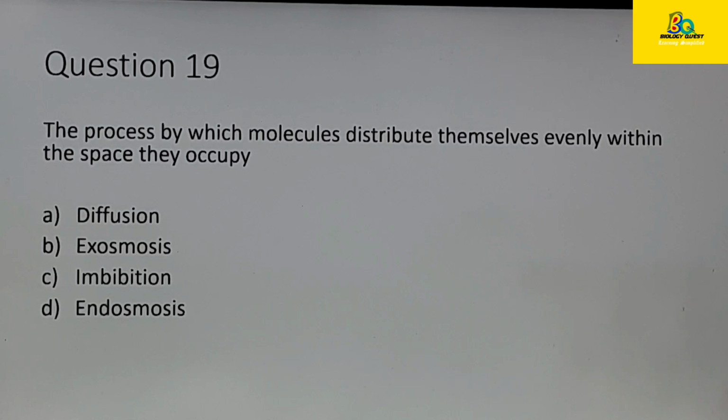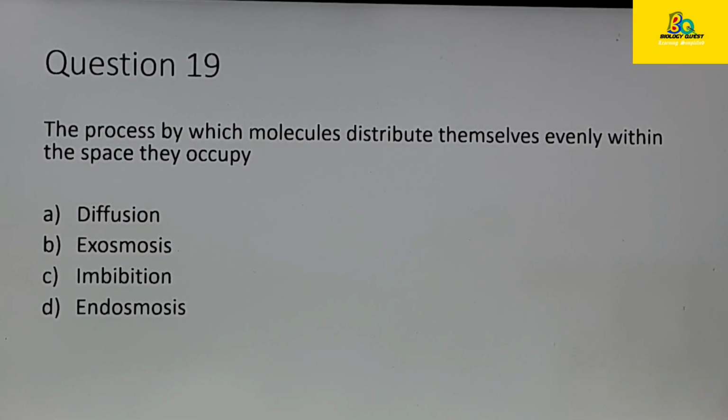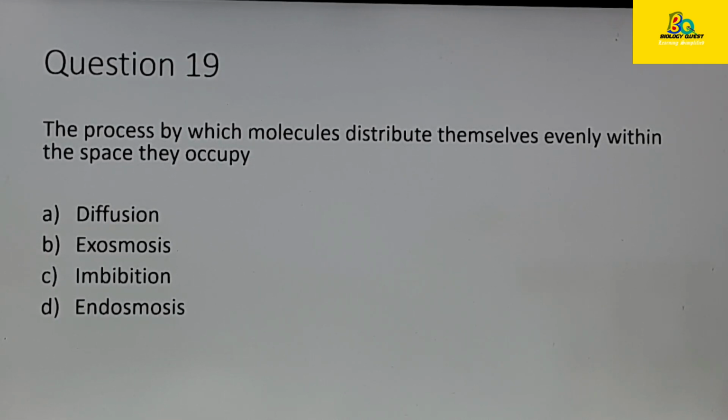Okay, and the fourth option is endosmosis. What is endosmosis? The inward movement of water into a cell when the cell is placed in a hypotonic solution. So endosmosis occurs when the cell is placed in hypotonic solution. So what happens to the cell? The cell swells up, or the cell becomes turgid.